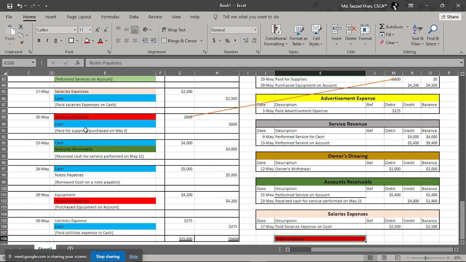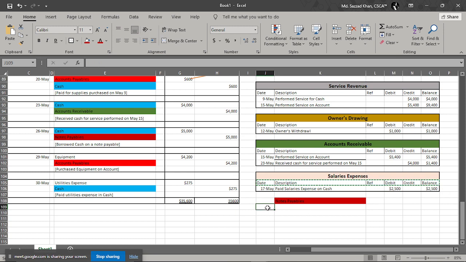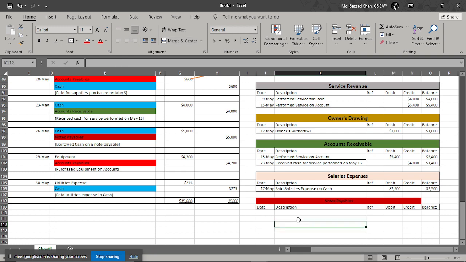Where's my notes payable? 26th May, right? There is only one, so you can copy the whole thing. Okay. Yeah, I can copy the whole thing, but for better understanding, I am not going to copy it. That is May 26th, right? Okay. What is the description? Borrowed.